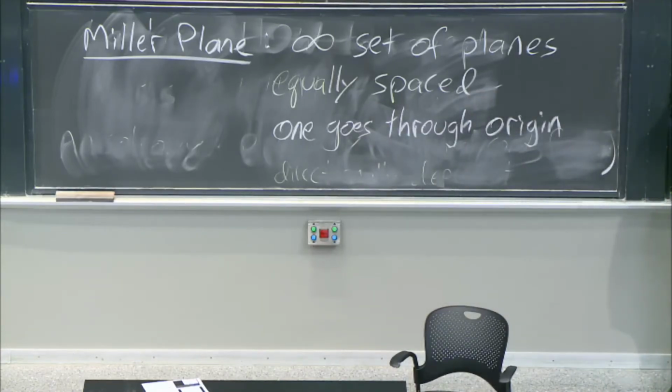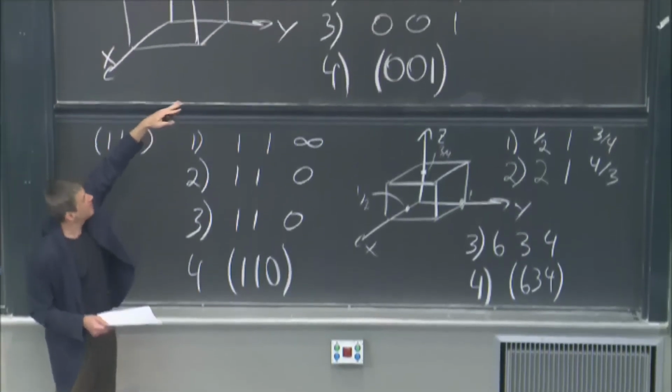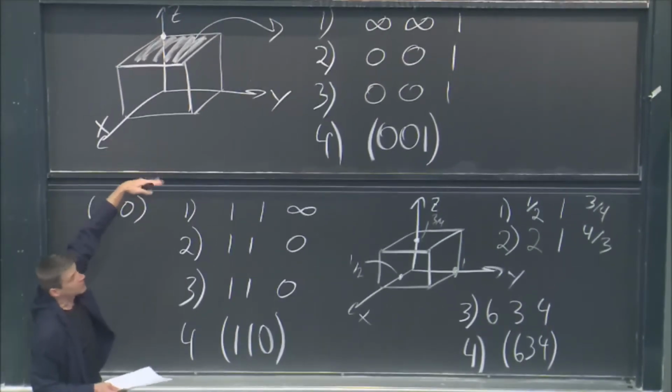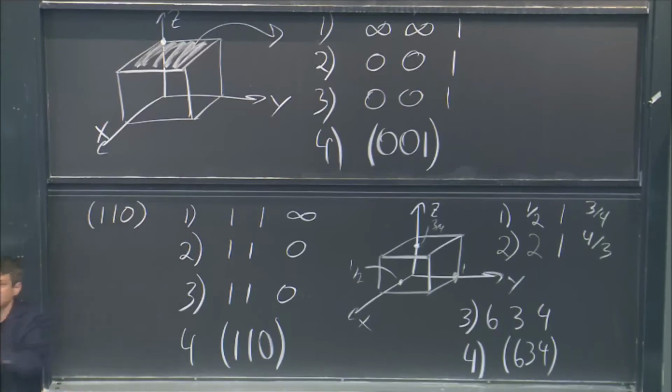Let's take that one, the 001. Now, you say, where's the next one in this infinite set of planes? Well, put that one at the origin and make another one. Then put that one at the origin again and make another one. That's how to think about this infinite set of planes.